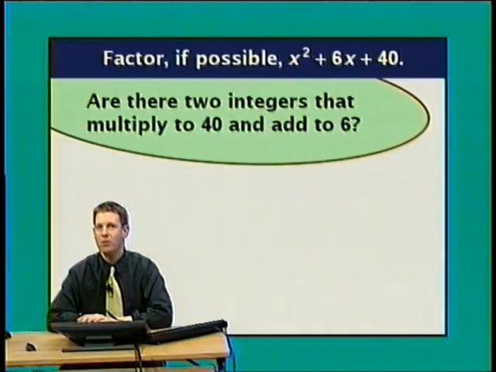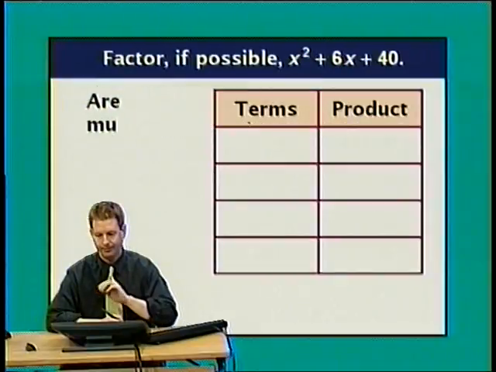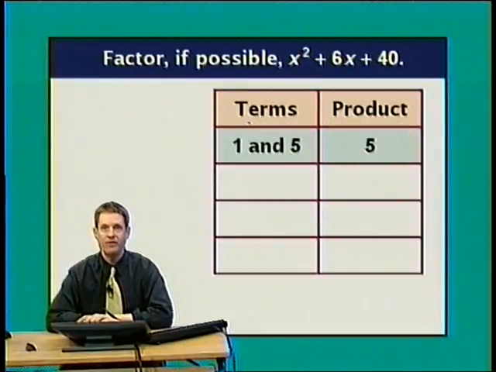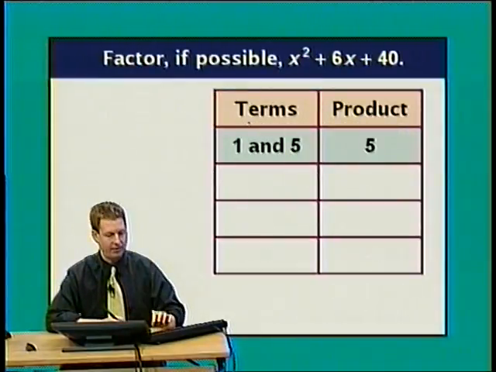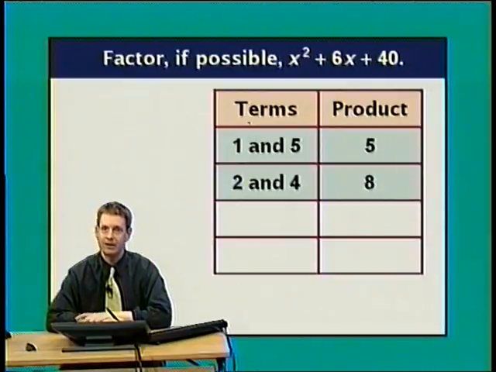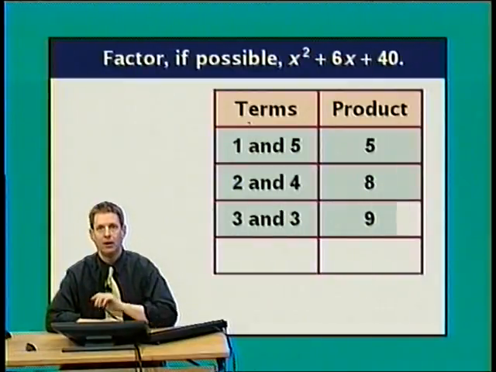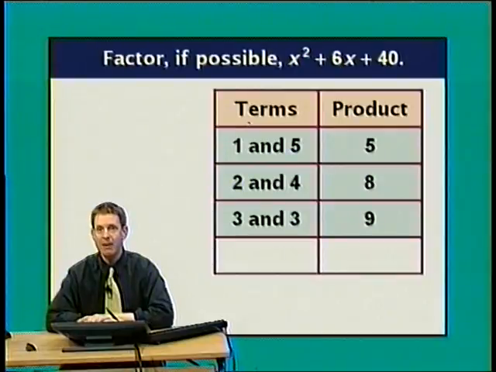There's another way we could explore this. The other way we could explore this is we could begin by focusing on adding to 6 and trying to find a pair that multiplies to 40. Again, I know I need two positive integers. So what are the pairs of positive integers that add to 6? 1 and 5 do, but they multiply to 5. 2 and 4 add to 6, but they multiply to 8. 3 and 3 add to 6, but they multiply to 9.